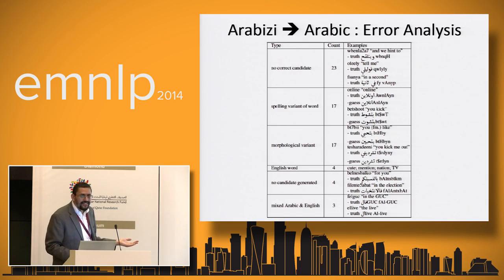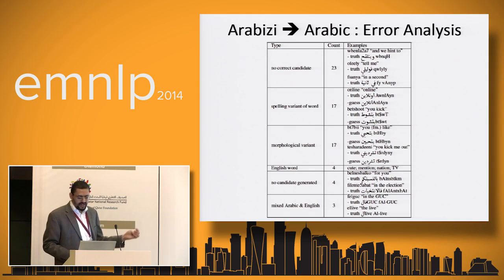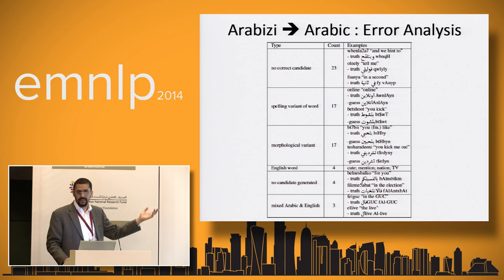It's an ad hoc decision. Okay. Pick the first one. Okay. And sometimes you're getting morphological variants like بتحبي أو بتحبين and so forth, and so on and so forth. Okay, so these are the typical problems that you're getting: spelling variants, morphological variants, or that you're getting nothing.